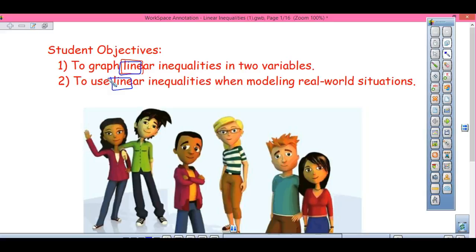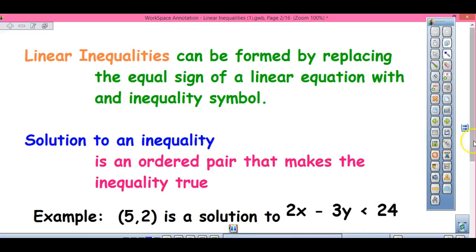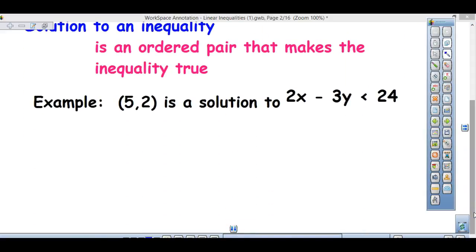Okay, so the first thing we're going to talk about is how we can tell whether or not a point is a solution. Which we've done before. Points are written as what comma what? X comma y. So what am I putting in for x? 5. What am I putting in for y? 2. And we're going to be able to tell whether or not something is a solution.